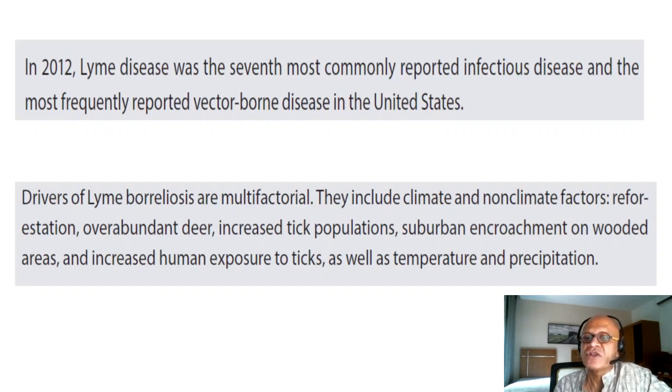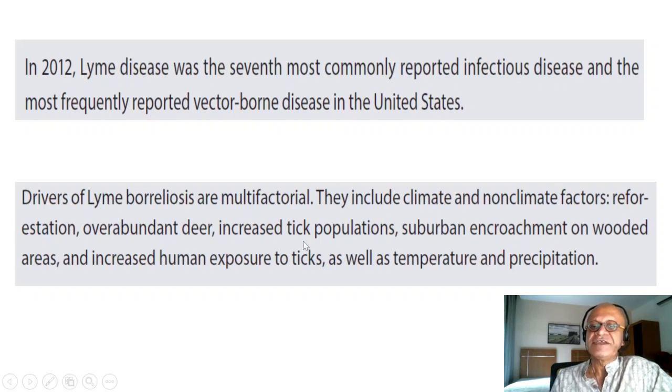They include climate and non-climatic factors: reforestation, overabundant deer, increased tick population, suburban encroachment on wooded areas, and increased human exposure to ticks, as well as temperature and precipitation. So again, this is a complex combination of factors, so we have to remember our convergence model that we looked at in the first podcast in this chapter. So figuring out climate impact is going to be quite complicated in that sense.